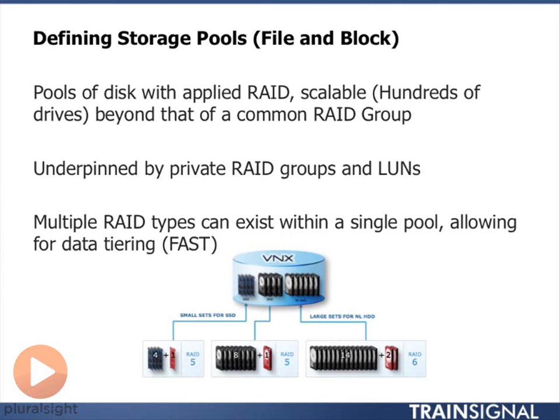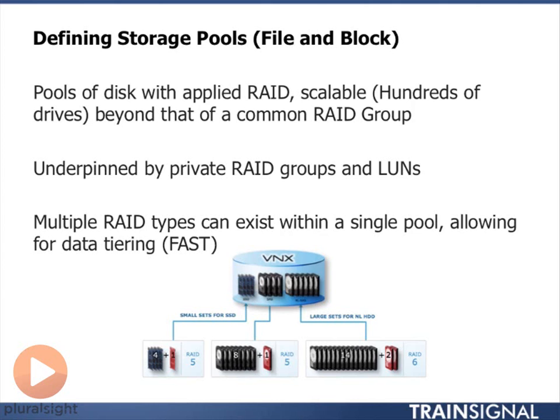Now there are what are called private RAID groups and LUNs that really underpin these storage pools themselves. For instance, if you had a 10 disk storage pool, you would have two private RAID groups. If this is a RAID 5 storage pool, you'd have two private RAID groups, two 4+1s. That's commonly how a RAID 5 RAID group is referred to, as a 4+1. You have 4 disks for data, one for parity. It's just common terminology in the storage world. So you would have two private RAID groups underpinning that 10 disk storage pool.